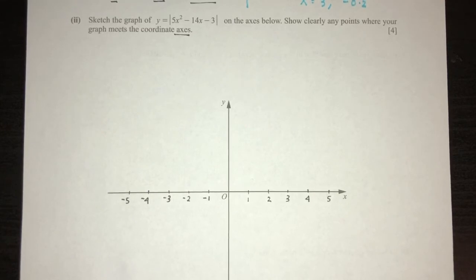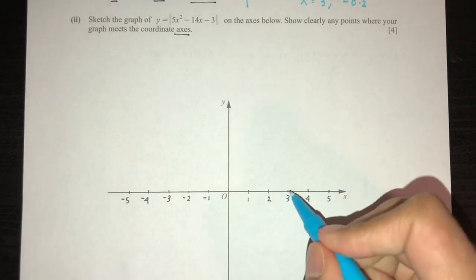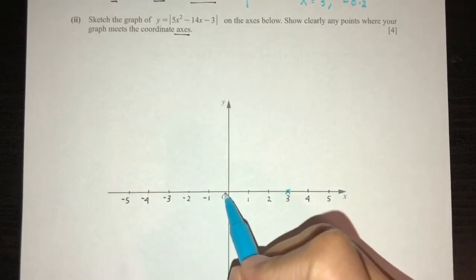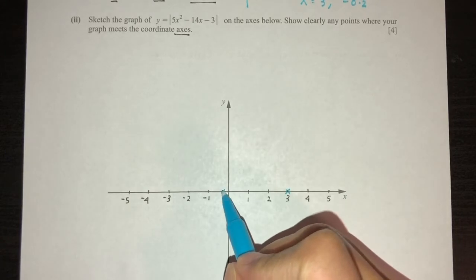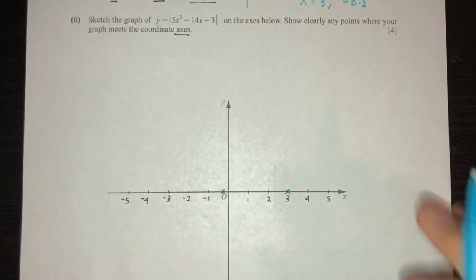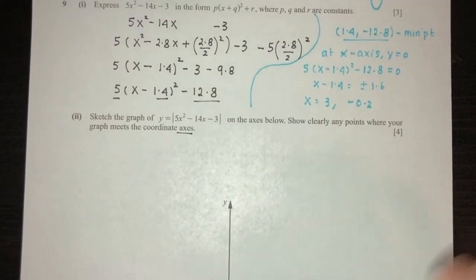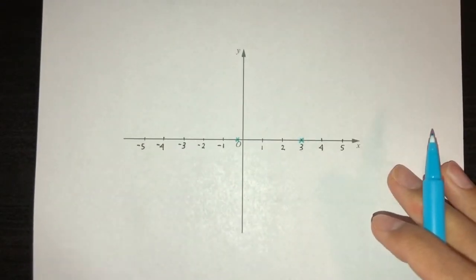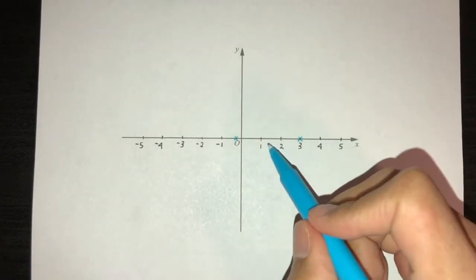So at first I'll be drawing a graph. I'll mark those 2 points, which are 3 and minus 0.2, somewhere about here. Okay, so these are the 2 points, and we also have the minimum point, which is 1.4 and minus 12.8. So 1.4 should be somewhere around here.